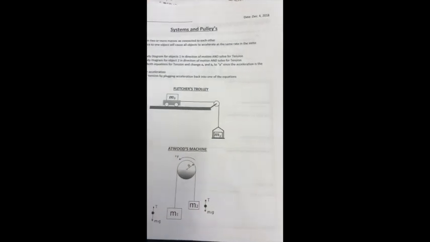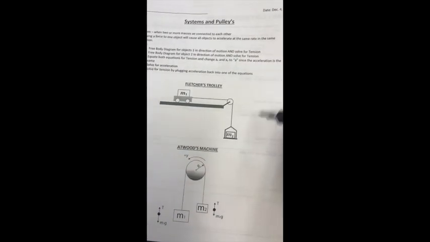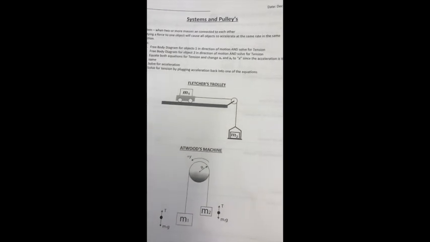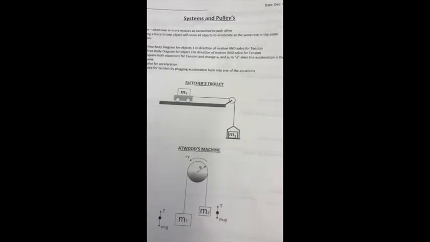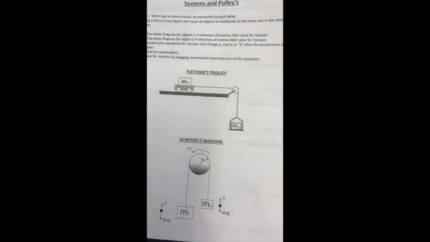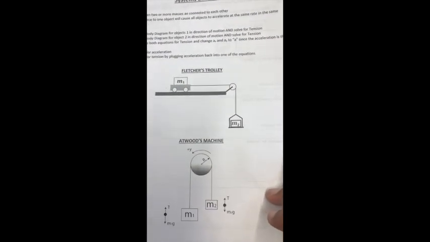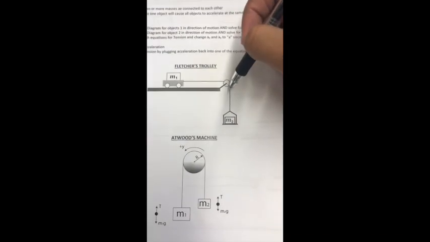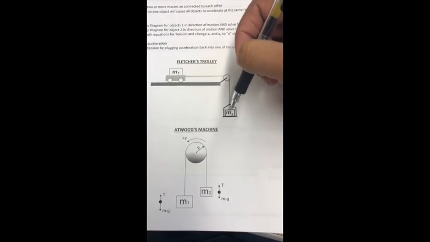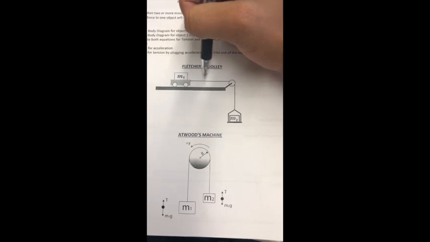All right, so now I'm about to go over how to do systems and pulleys problems. Before I dive into the problems, I want you to know that a system is when we have two or more masses connected to each other. It could be three things connected, four things connected, but you have multiple things connected to each other. And however much this one accelerates down, this one accelerates this way.